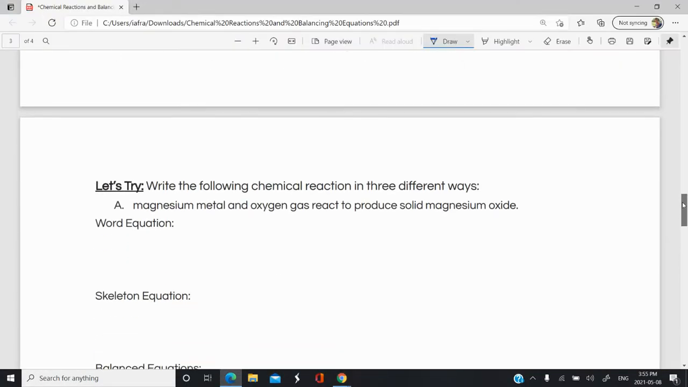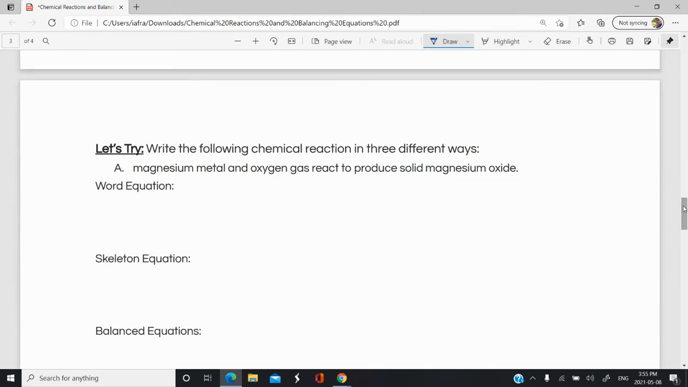So here we go. We have magnesium metal and oxygen gas react to produce solid magnesium oxide. So the things that are reacting are my magnesium and oxygen gas. I don't need to write metal in there. It's just telling me that it's the metal that's reacting. If I go in the periodic table, I see that magnesium is solid, but I don't really care right now. All I care about is writing the name because I'm asked for a word equation first. So magnesium, and then it reacts with oxygen gas, so plus oxygen.